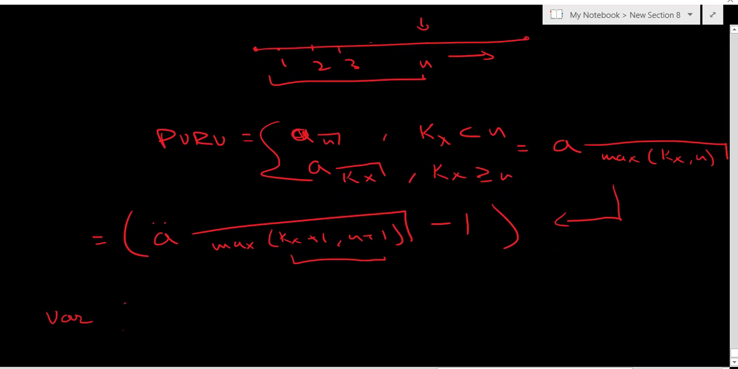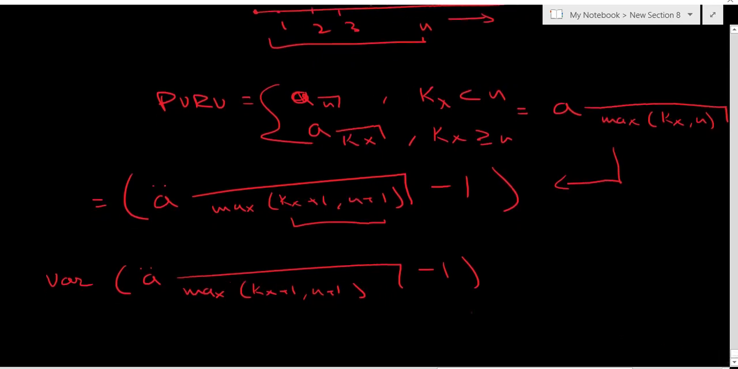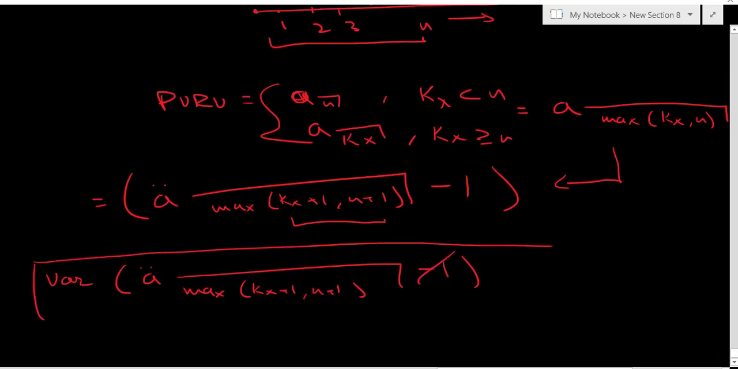So variance of a due maximum of kx plus 1 comma n plus 1, minus 1. Just the minus 1 will actually go away because variance is independent of origin, so it goes away. And this is what I have for a guaranteed annuity payable in arrears.